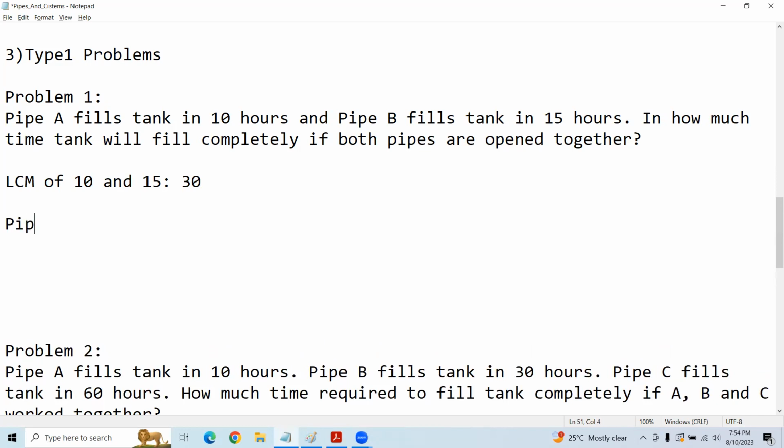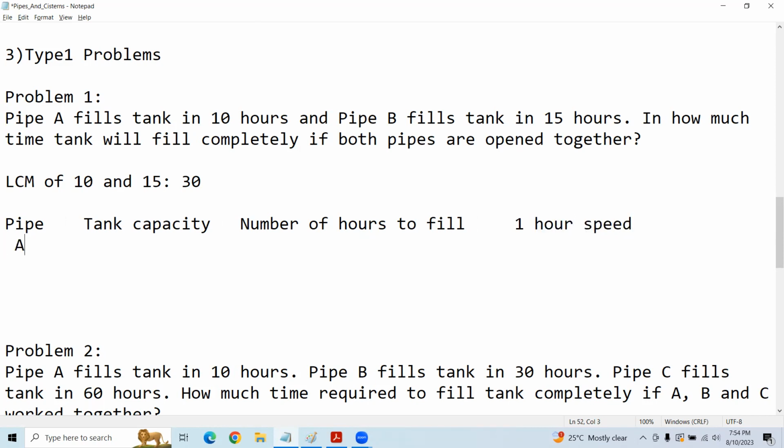So we will just make a table like this: pipe, then tank capacity, number of hours to fill, and then 1 hour speed, you can say.